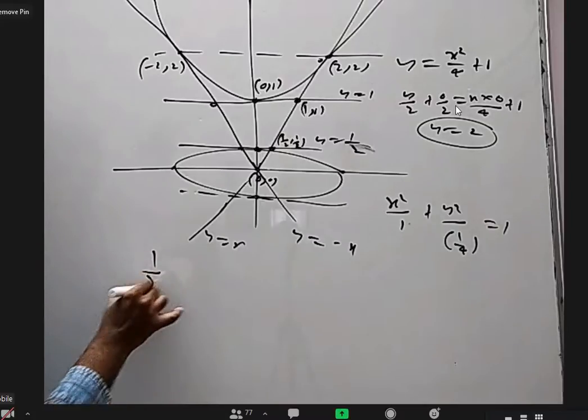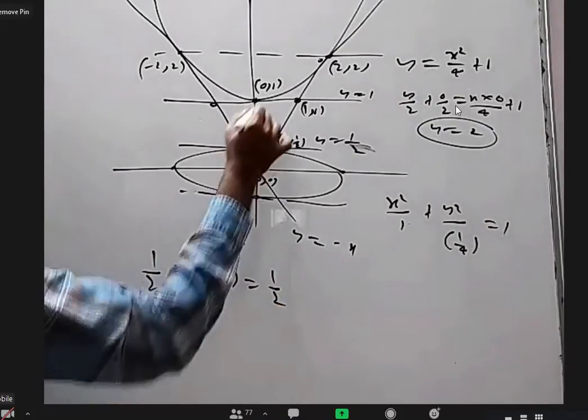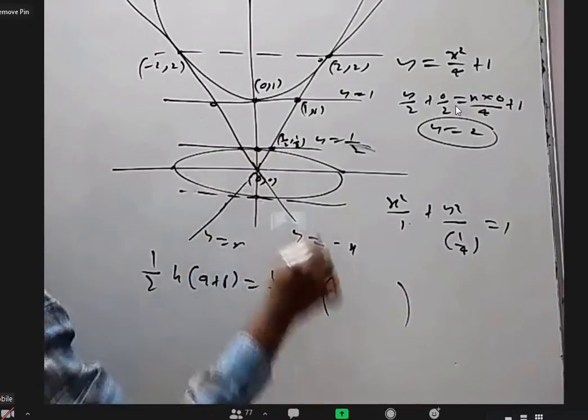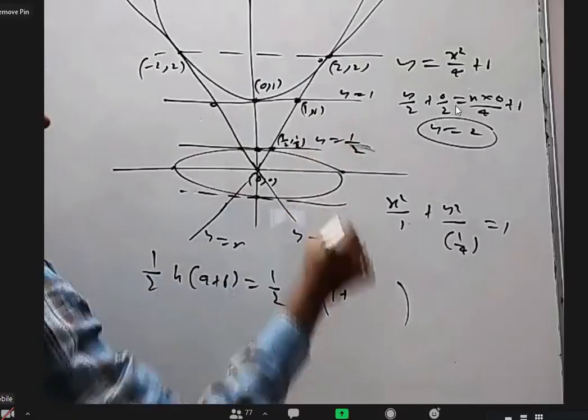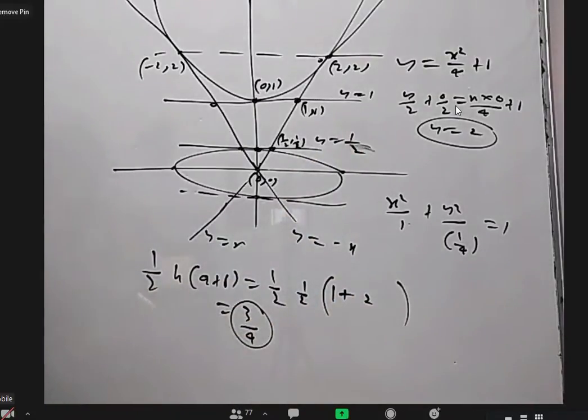So if I want to use half h into a plus b for the trapezium, h is the distance between these two, which is 1 by 2. A, this length is double of 1 by 2, which is 1. This length is double of 1, which is 2. So the area is 3 by 4.